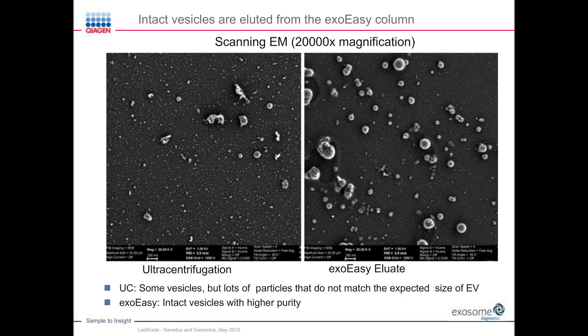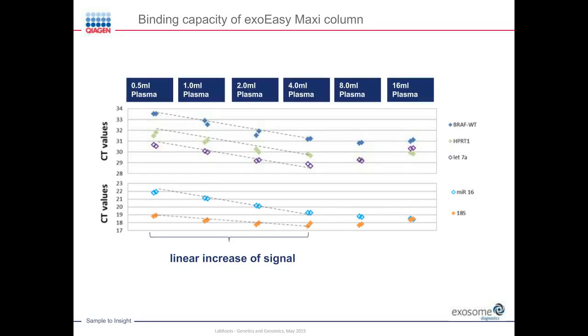Next slide. We are on slide 8 now. This is supposed to show that we get nicely linear recovery of RNA depending on how much sample input volume we use. Here we are starting at 500 microliters and going up to 4 ml. You can see that the CT values for a number of different transcripts that were analyzed here decrease in a linear fashion, roughly 1 CT value, 1 cycle, for each doubling of the sample volume, as expected.